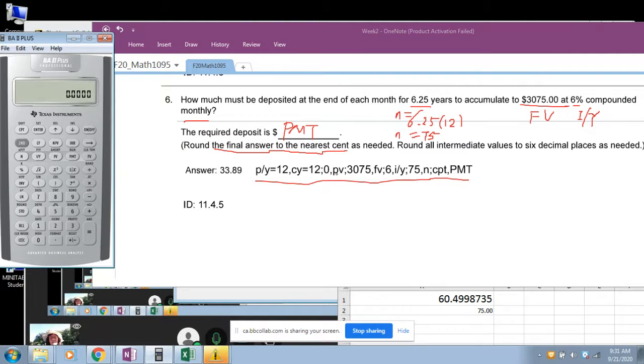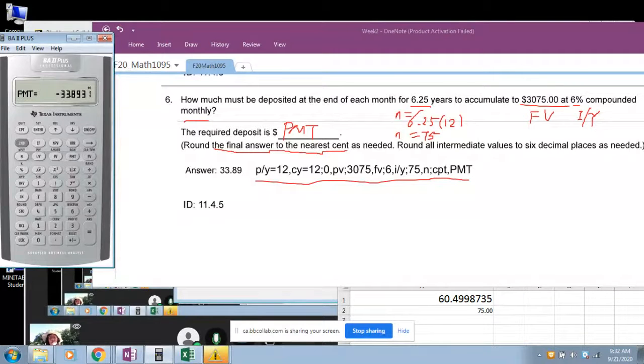So now you enter 0 as present value because future value is given. So 0 is the present value as a precaution to clear any previous entries. Future value is $3,075. Interest is 6%, so 6 is IY, and N is 75. So we entered the values. The last step, compute PMT. So you got $33.89. Again, you need to interpret the output. The output gives you a negative; you need to set this as a positive number. So $33.89 is the PMT.